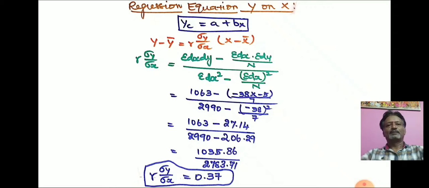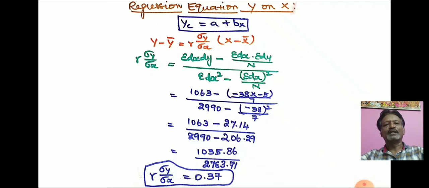And now we will explain how to calculate the regression equation y on x. The fitted line is Yc equal to a plus bx. So the regression equation y on x is y minus y bar equal to r sigma y by sigma x into x minus x bar.